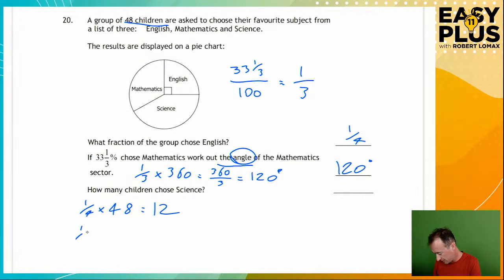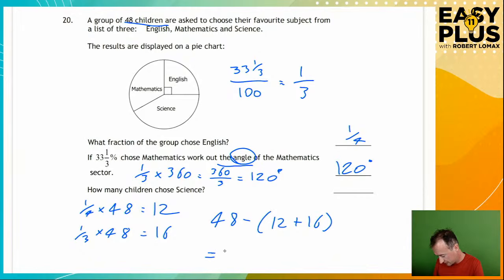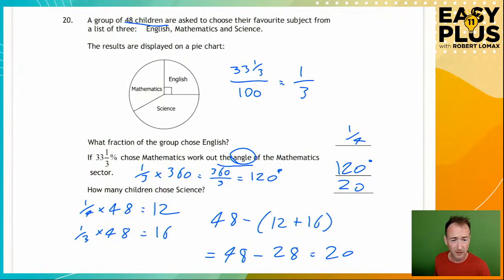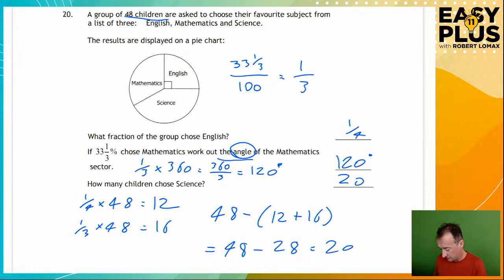And we know that 1/3 of the children, so 1/3 of 48, chose maths. What's 1/3 of 48? You might need to work it out, but it's 16. 16, 32, 48. And so now we know there are 12 and 16, and all the rest chose science. So if we know the total is 48, 48 minus everybody else, 12 plus 16, is 48 minus 28, which equals 20. So the answer is 20. There are other ways to do this. I think that's the easiest way, but you can also do it starting with fractions.